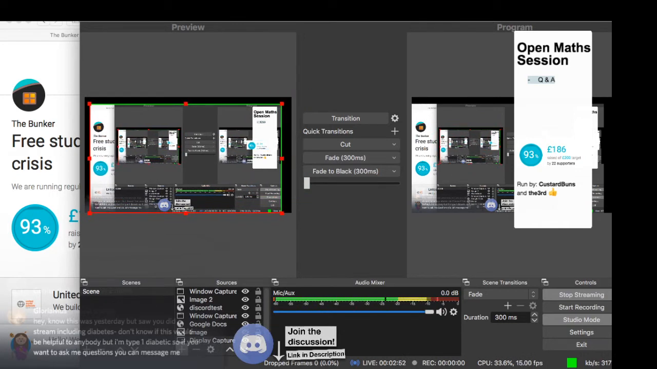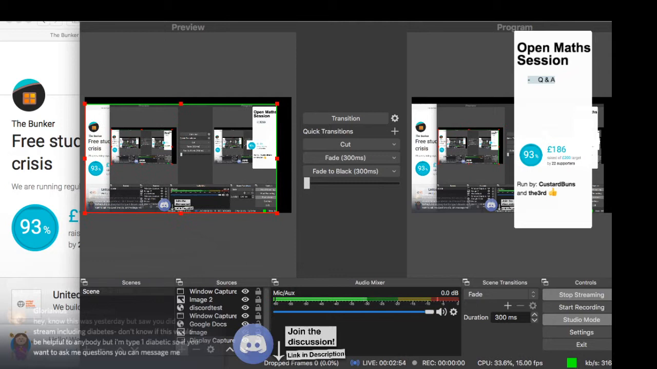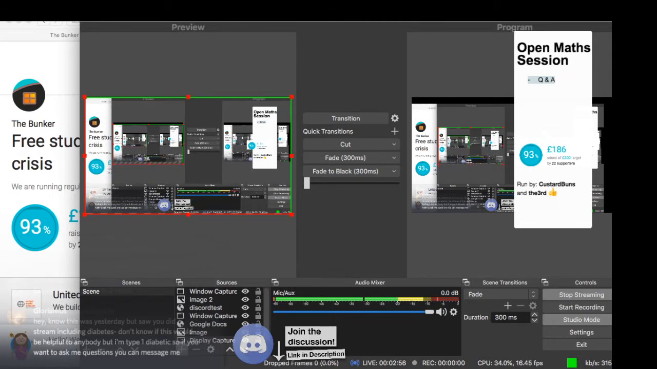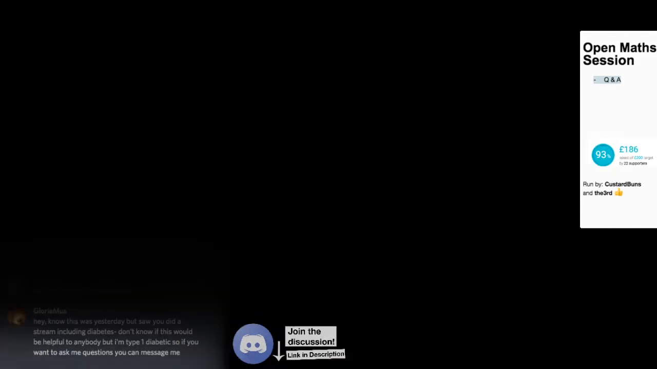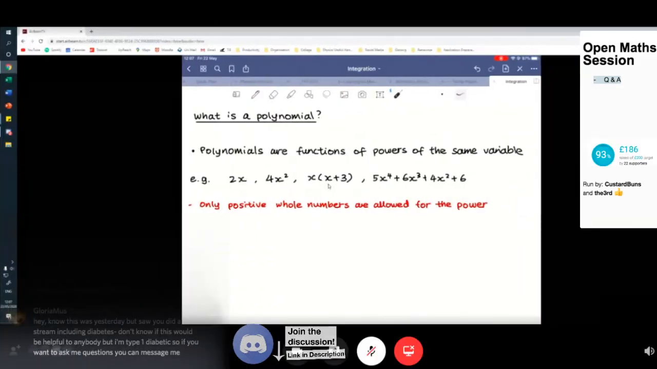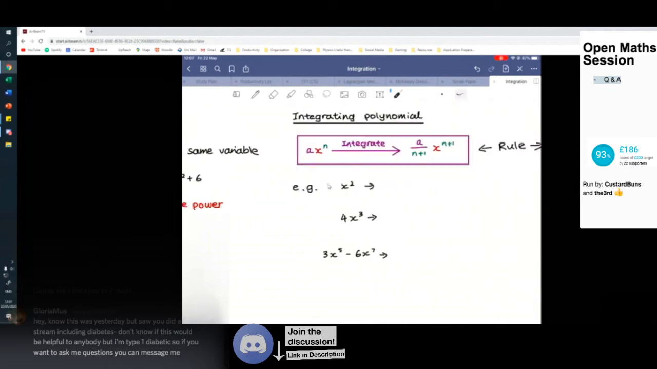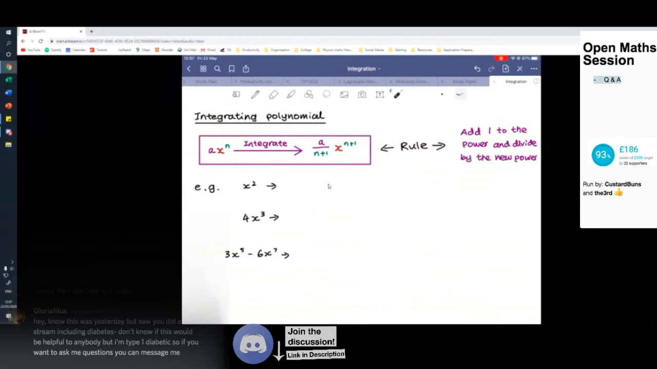once again a polynomial because each term depends on x, and x is raised to a positive power. In this case, we have 4, 3, 2. And in the case of 6, 6 is equivalent to 6 times x to the power of 0, because anything to the power of 0 is just 1. And as a result, it is indeed a polynomial. Moving on to the next section, we're going to be talking about integrating polynomials.